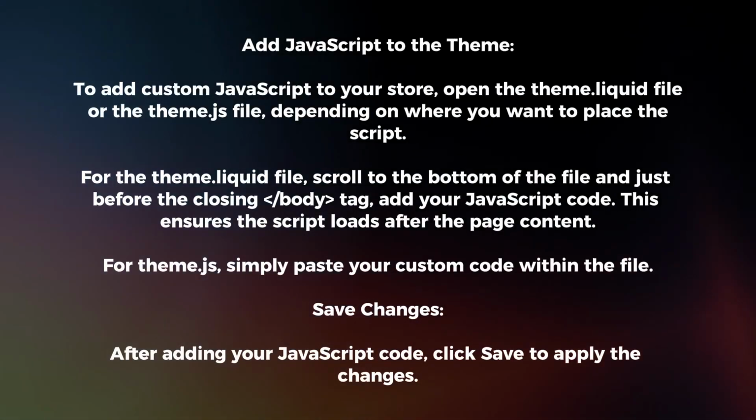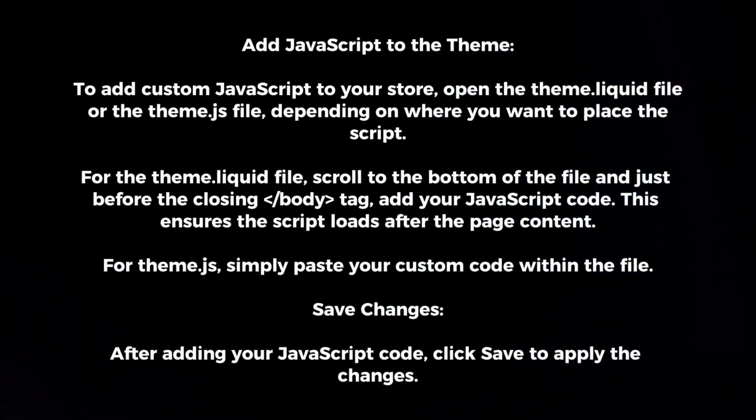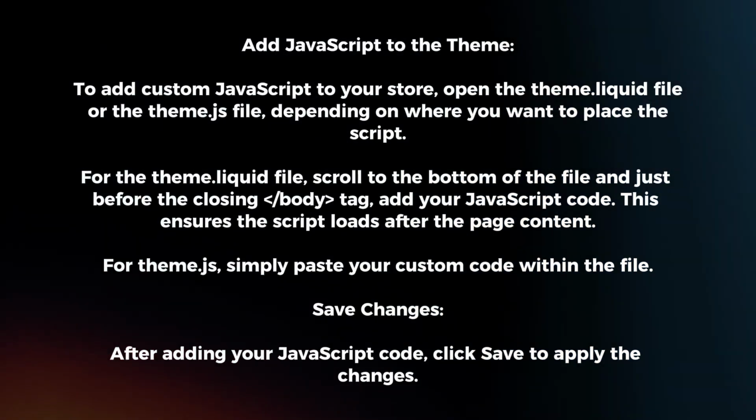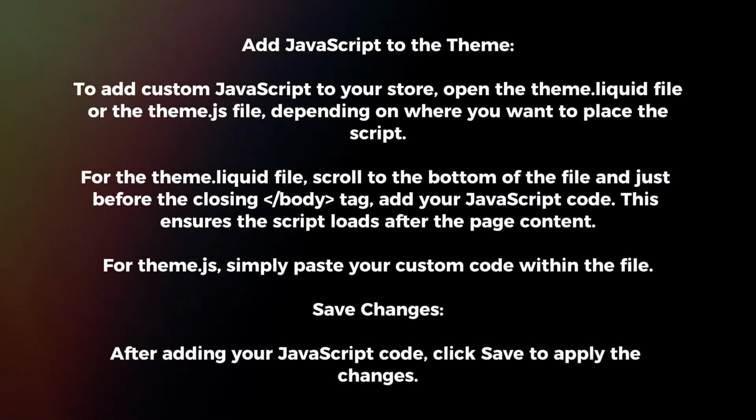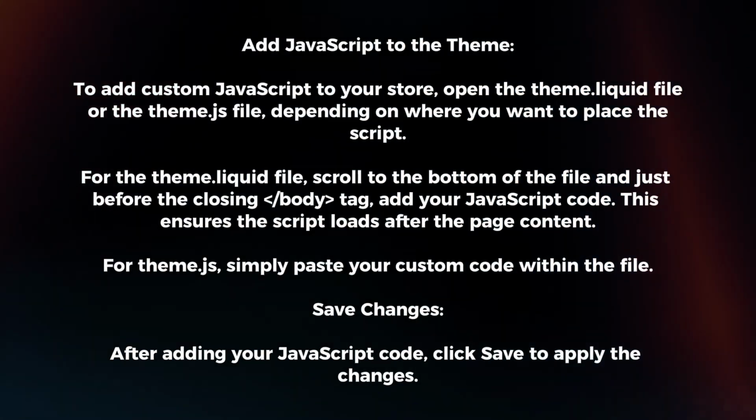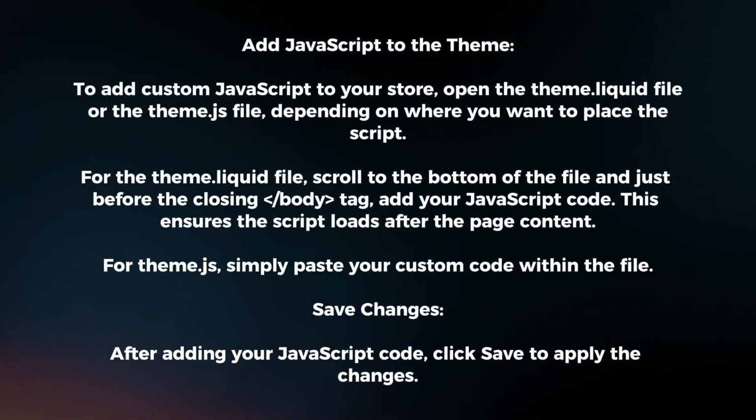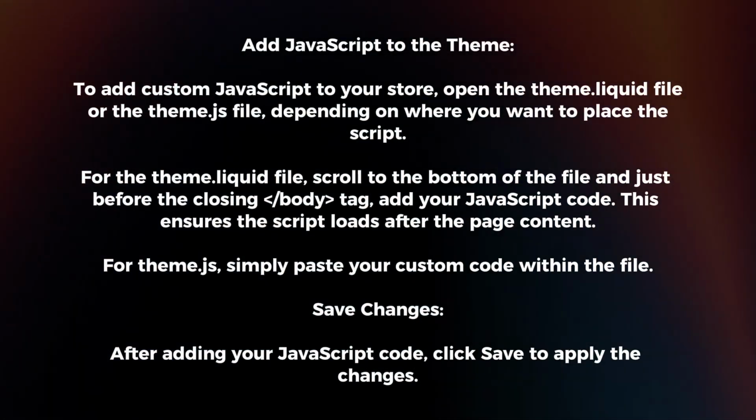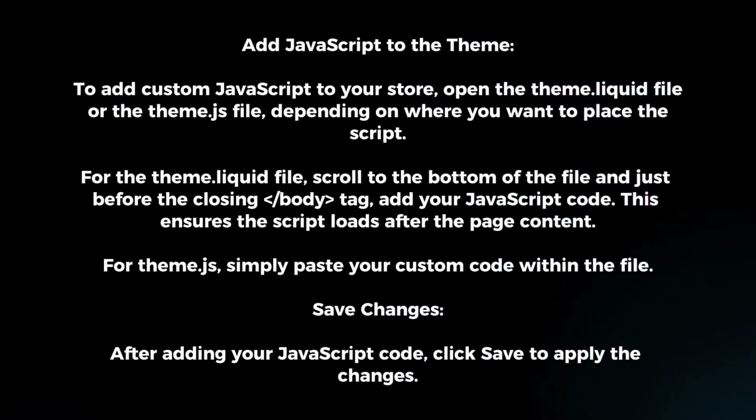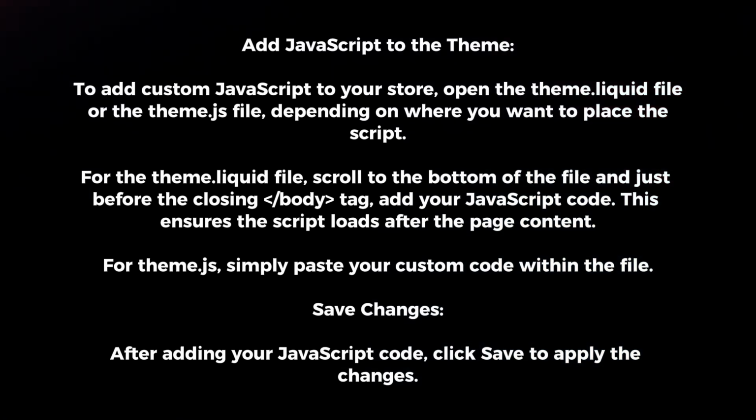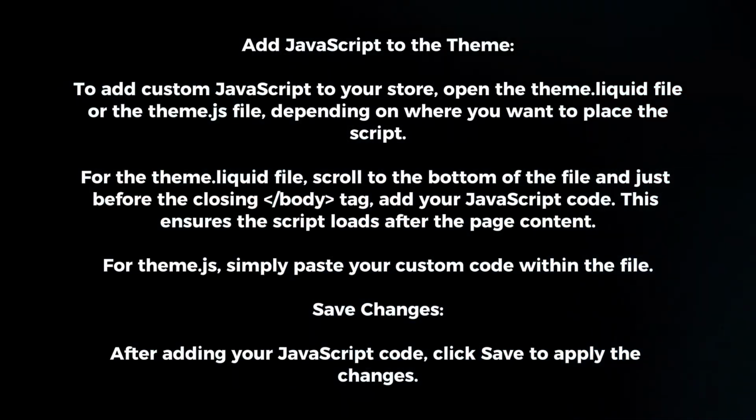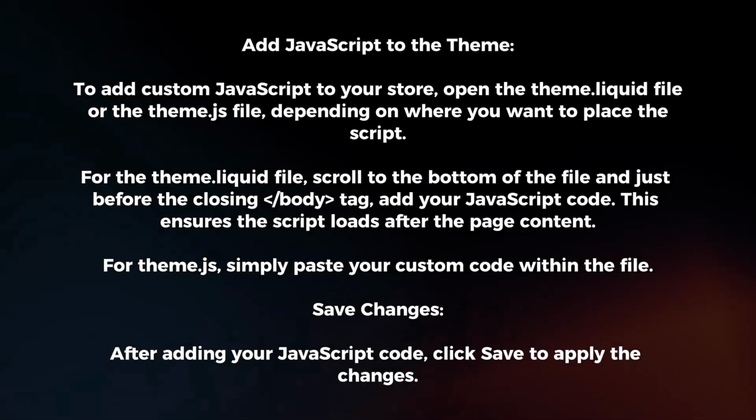Add JavaScript to the theme. To add custom JavaScript to your store, open the theme.liquid file or the theme.js file, depending on where you want to place the script. For the theme.liquid file, scroll to the bottom of the file and just before the closing body tag, add your JavaScript code. This ensures the script loads after the page content. For theme.js, simply paste your custom code within the file.